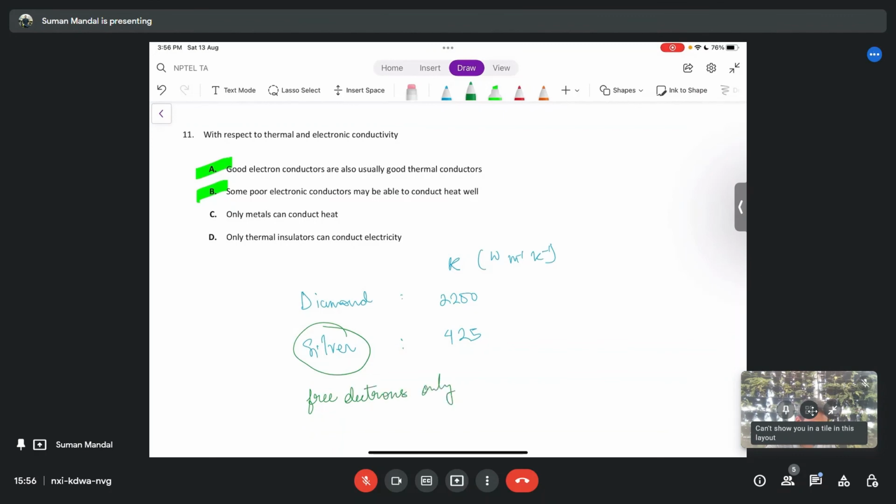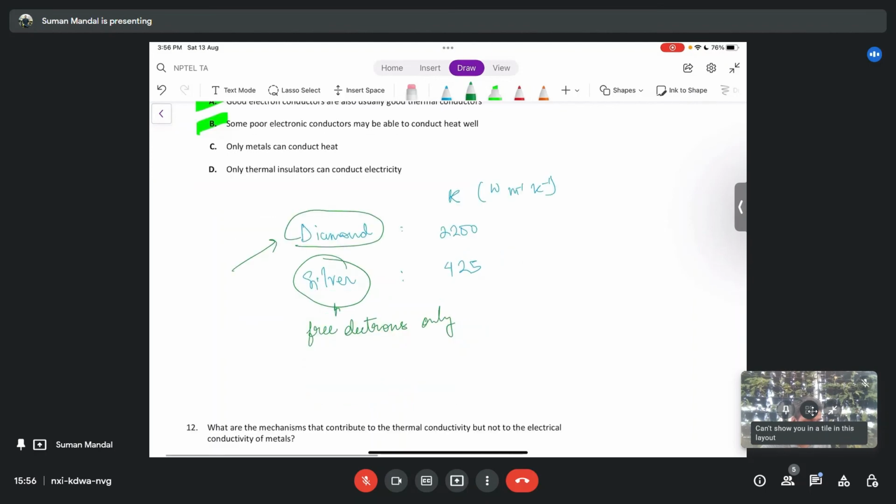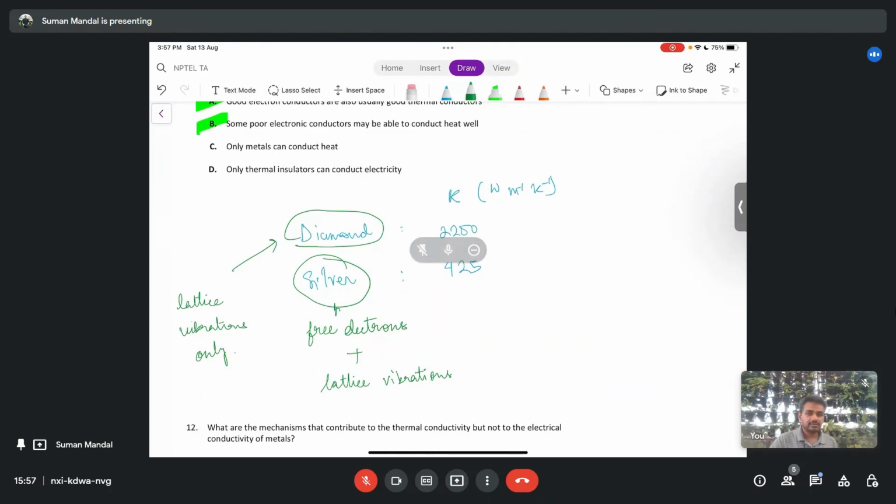only. Whereas in the case of diamond, the heat is transferred by free electrons plus lattice vibrations. Ideally, because even the atoms will vibrate, the ions vibrate about their mean positions. But in the case of diamond, it's lattice vibrations only. So the heat transfer mechanism is different for these two kinds of materials.